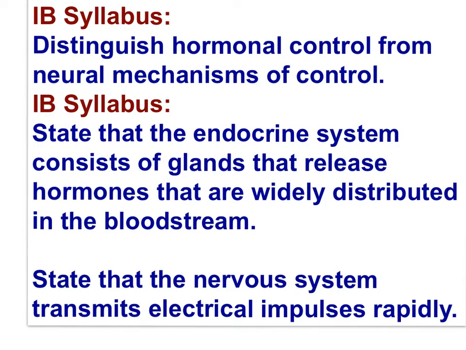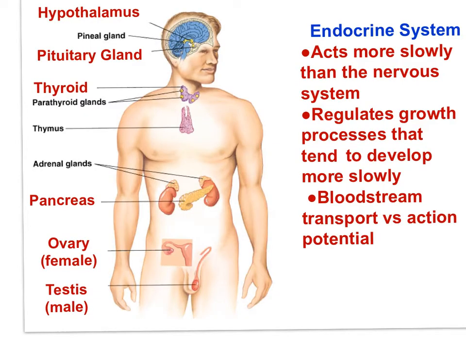So in examining the endocrine system more closely, here are the IB syllabus statements. Distinguish hormonal control from neural mechanisms of control. State that the endocrine system consists of glands that release hormones that are widely distributed in the bloodstream. The nervous system transmits electrical impulses rapidly, but the endocrine system acts more slowly as hormones travel within the bloodstream to reach their target. In this diagram, you can see endocrine glands located throughout the body.